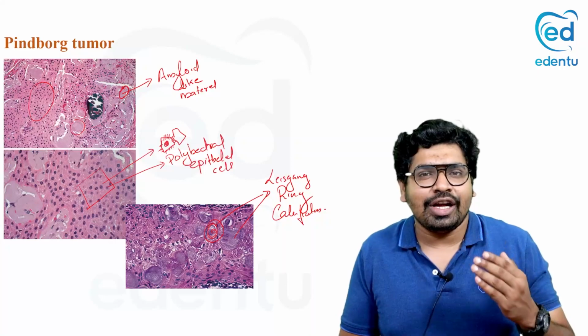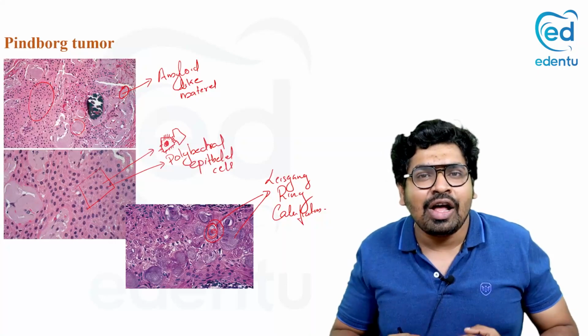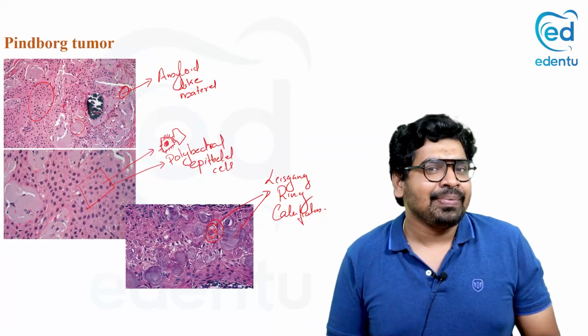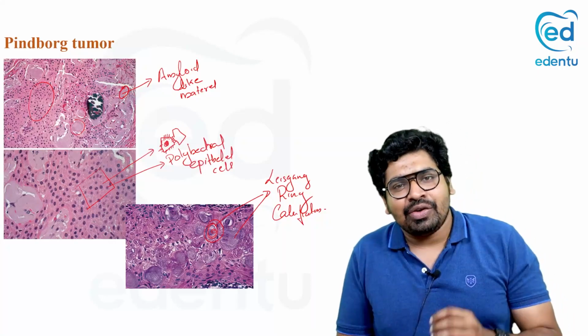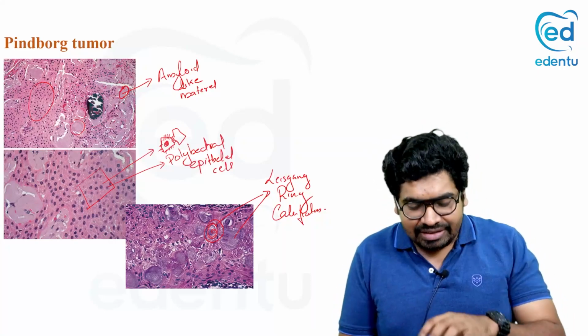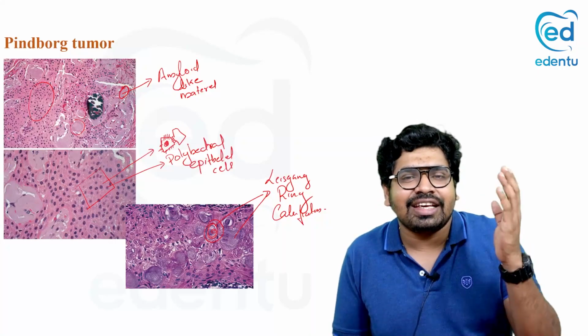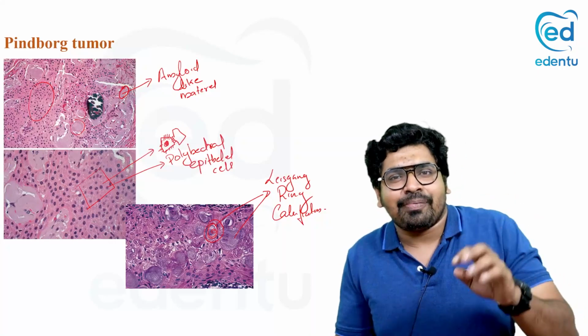You are seeing polyhedral cells with prominent intercellular bridges. You are seeing amyloid material. You are seeing Liesegang ring calcification. These calcifications are the ones we see in the radiograph as the driven snow appearance.